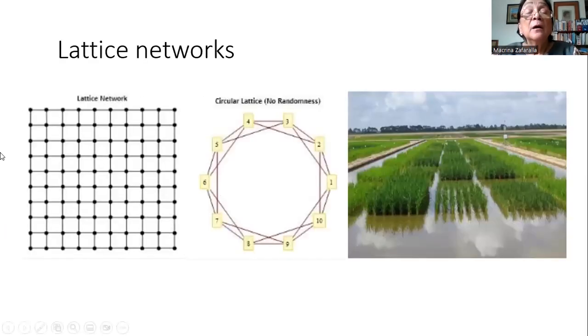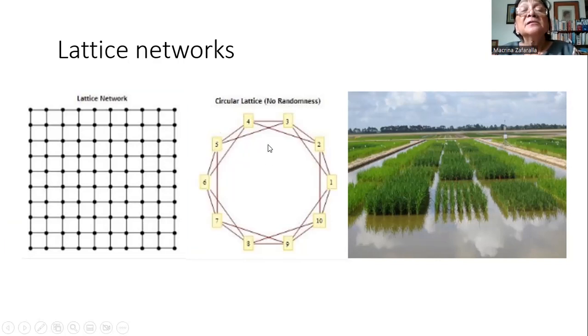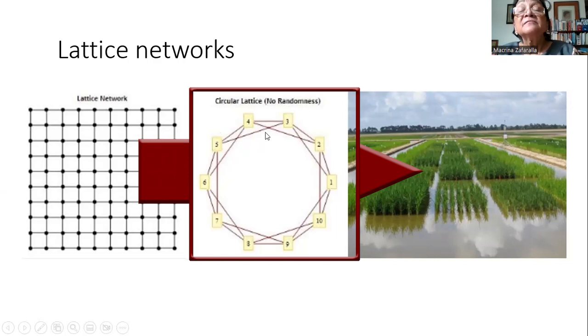So here are planar networks. Specifically, they are lattice networks. You can see that in the lattice network, each node is connected to the same number of other nodes. Here is a circular lattice, randomized, in which the nodes are connected in an orderly way, but one can go only from this node to that node by going through the other connecting nodes between them.